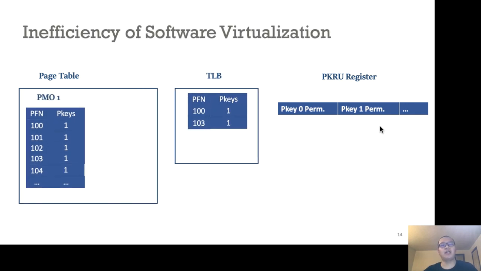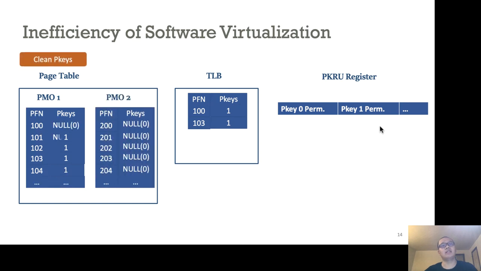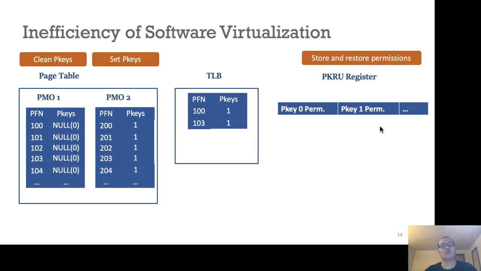So when a PMO already occupies a PK and we want to assign this PK to another PMO, we basically need to clean the PK of the original mapping and then set the PK in the PMO2 to finish this remapping. And after that, we also need to store and restore the permission of the PK. It needs to first store the PMO1 permission and then put the PMO2 permission in the PK of the PKRU register.